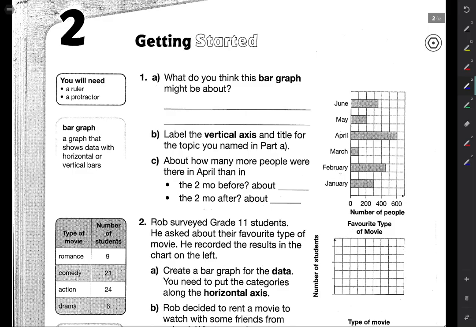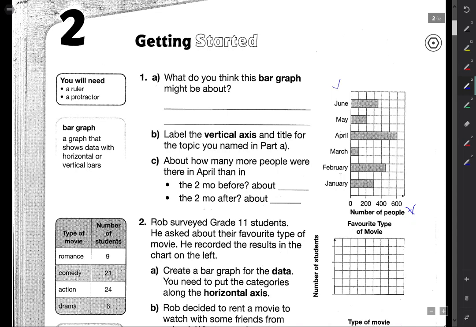So you could come up with any type of situation that would fit this graph that would have something to do with number of people as well as something to do with the months. So an example of this could be the number of guests at a banquet hall in the first half of the year. Because if you notice, the months only go up until June.